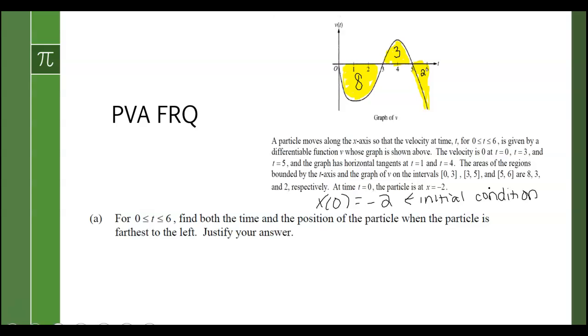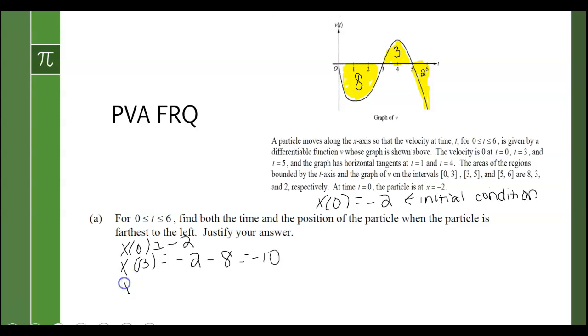So this is a lot like the problem we just looked at. We know x of 0 equals negative 2. Then you want to take into account the next 0. Well, that's at 3. So x of 3 is negative 2 minus 8, because the velocity is negative, it goes backwards 8 more units. Therefore, the position of the particle at 3 is negative 10.